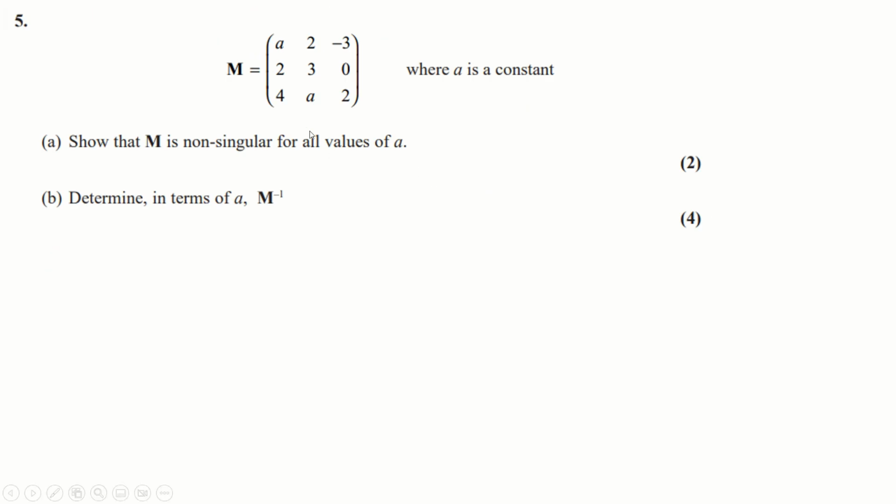Question number 5 is about matrices. Show it's non-singular. Non-singular means determinant isn't 0. So, okay, let's work out the determinant. It's a times the determinant of these four, which is 6 minus 0.